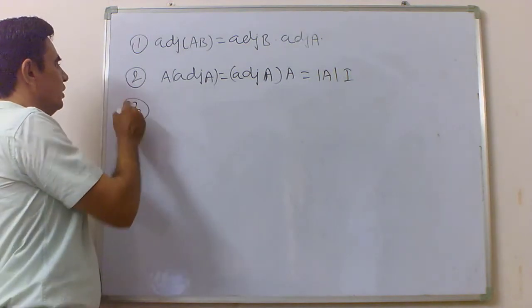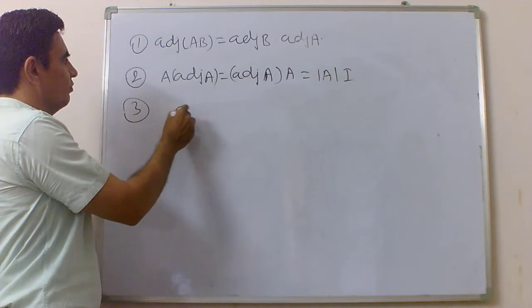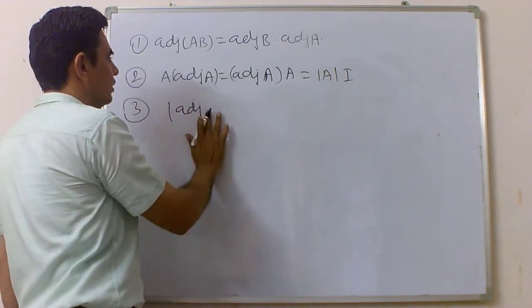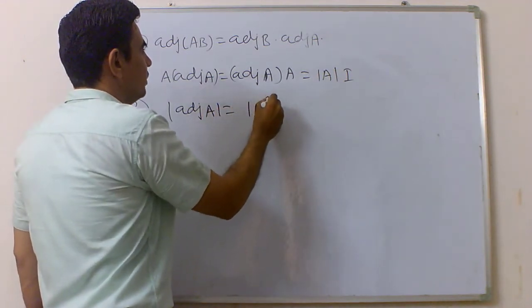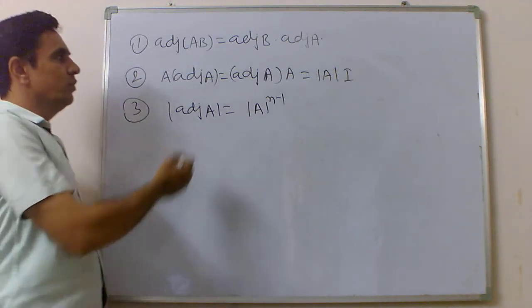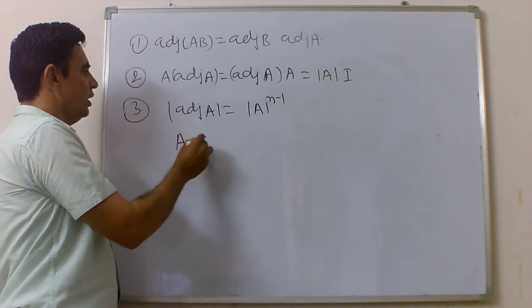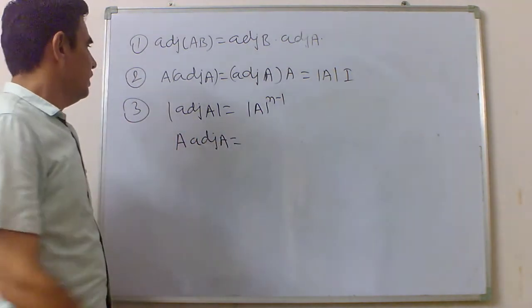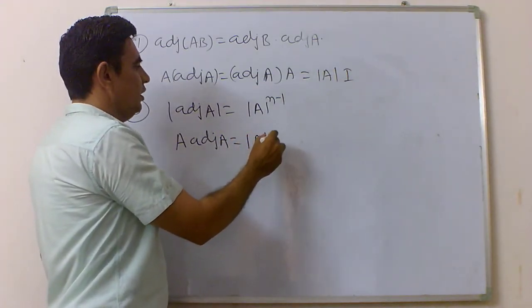Now the third one: determinant of adjoint of A is equal to determinant of A raised to power n minus 1. Now we prove this property. We know A into adjoint of A is equal to determinant of A into I.